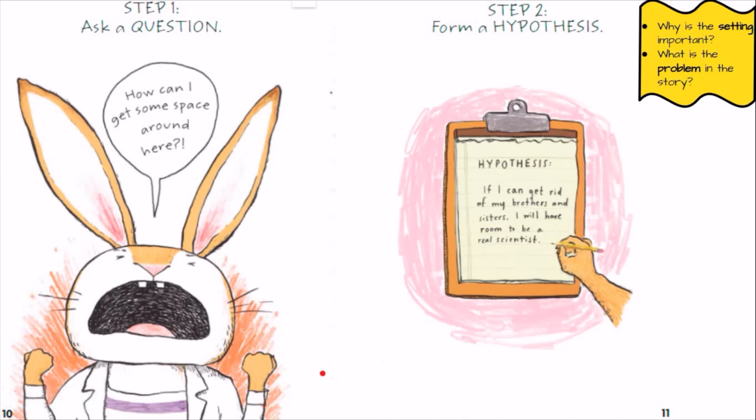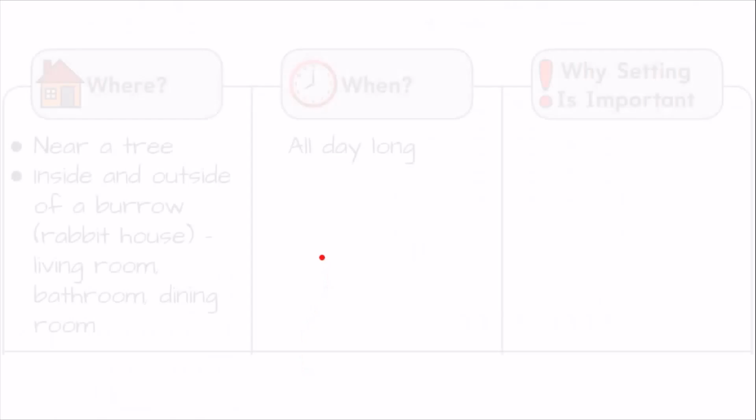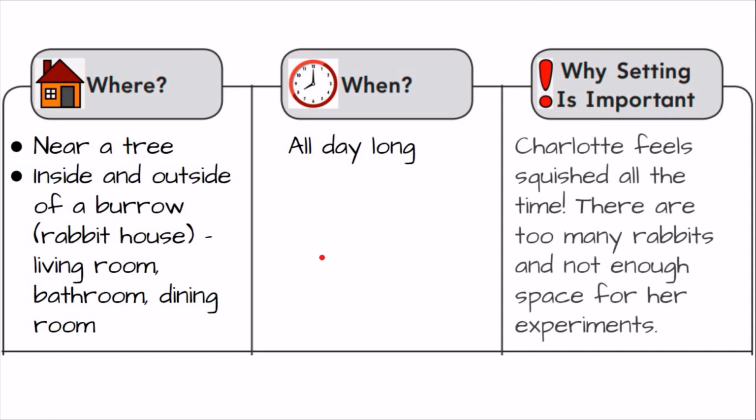So it seems Charlotte wants to be a real scientist, but at home, there isn't enough space for her to do her experiments. So let's add that to our chart. Charlotte feels squished all the time, all day long. There are too many rabbits and not enough space for her experiments.